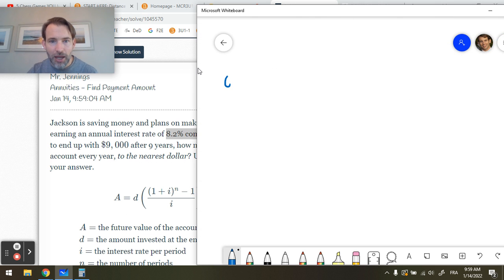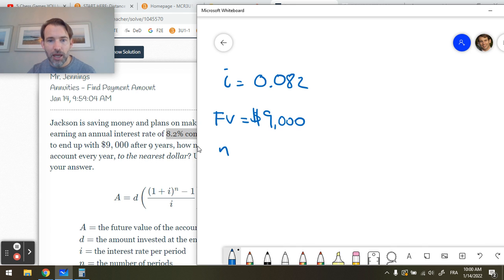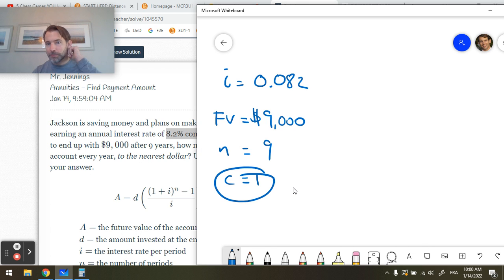So we know that I is just the interest rate. It's 0.082. Okay, that's there. The future value that's desired is $9,000. And the N, the number of years, is 9. Okay, we have a C of 1. So because we have a C of 1, the interest rate is the I, and the number of years is the N. Okay, so let's plug it in.